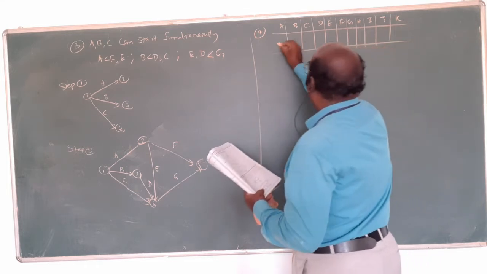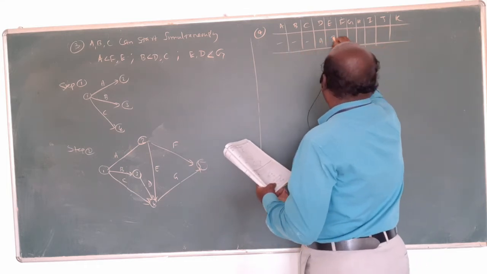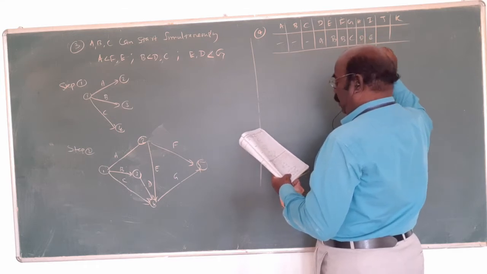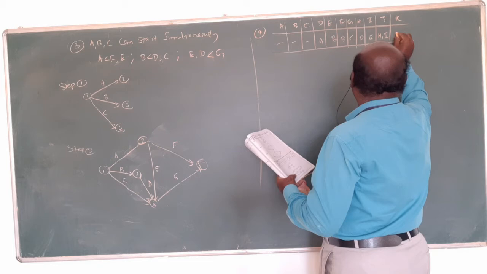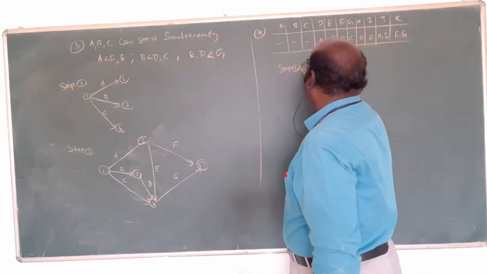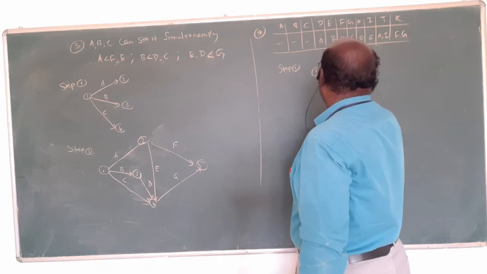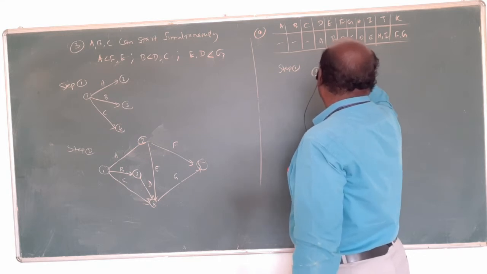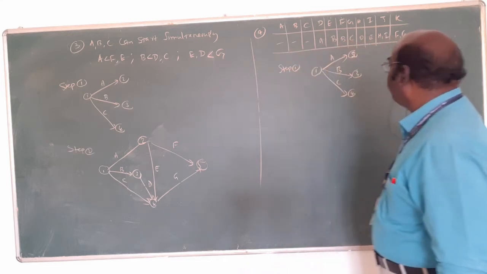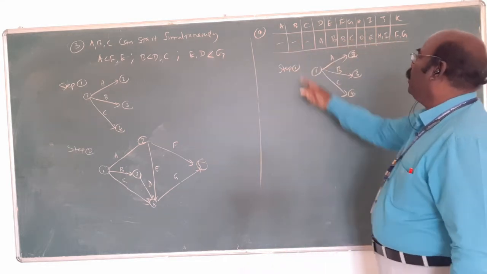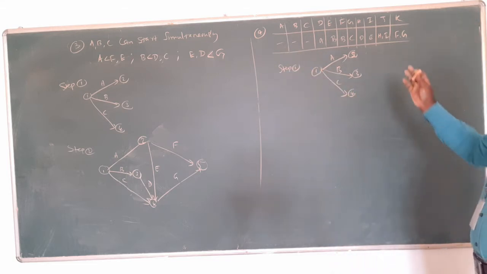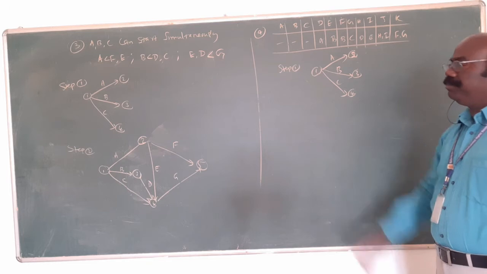What is given? A, B, C, D, E, H, I. Last one, H, G. Here are the same steps. Step 1: here A, B, C, 2, 3, 4. Alright? A, B, C. Before them nothing is there, that's right.